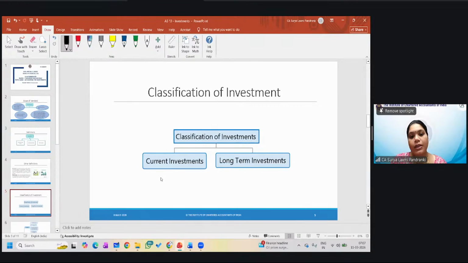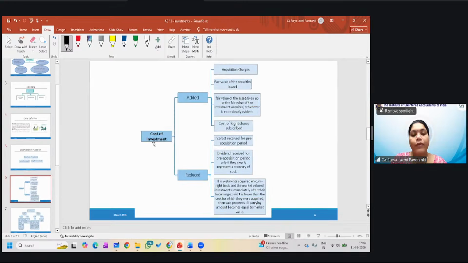Then we saw the classifications. Current investments means it should be less than 12 months. Long term is something that has a long term benefit, or which the company has an intention to hold for more than 12 months, then it is categorized as long term investments. This was the classification that we have seen. And we also have seen what should be added, all the acquisition charges or any fair value of the securities issued. I told you when there is an exchange, you will have to either check for the fair value of asset given up or the fair value of investment acquired, whichever is more clearly evident. When we were talking about PPE, we have given a priority that this should be taken first, then comes the next one. But here we will see what is more clearly evident and then take that.